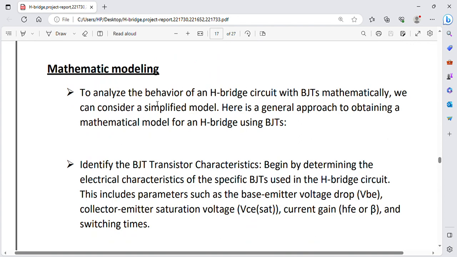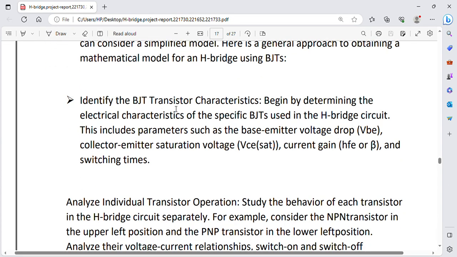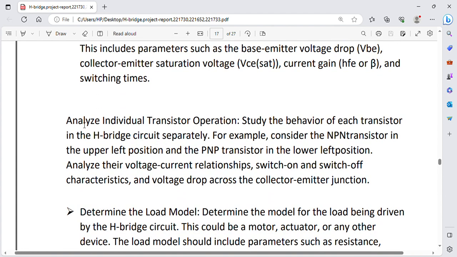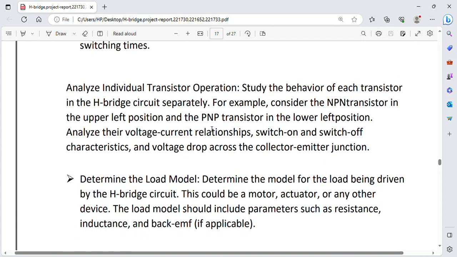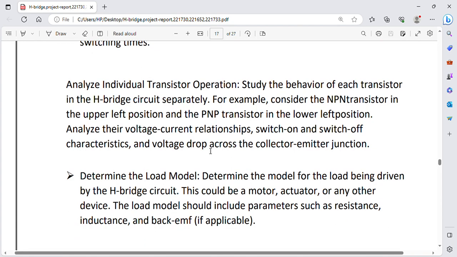To analyze the behavior of an H-bridge circuit with BJTs mathematically, we can consider a simplified model. Here is a general approach to obtaining a mathematical model for an H-bridge using BJTs. Identifying the BJT transistor characteristics begins by determining the electrical characteristics of the specific BJT. Moving next, analyze individual transistor operation. Please check your transistors individually, to see how they are working.